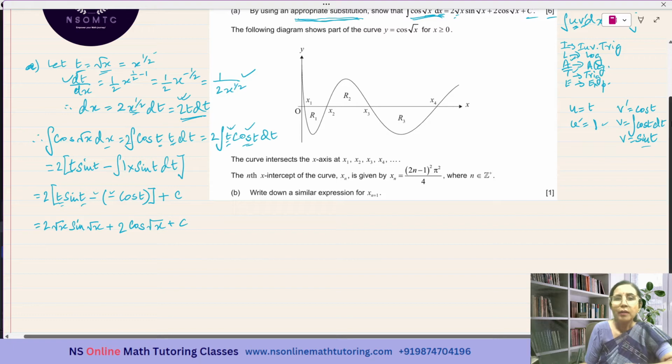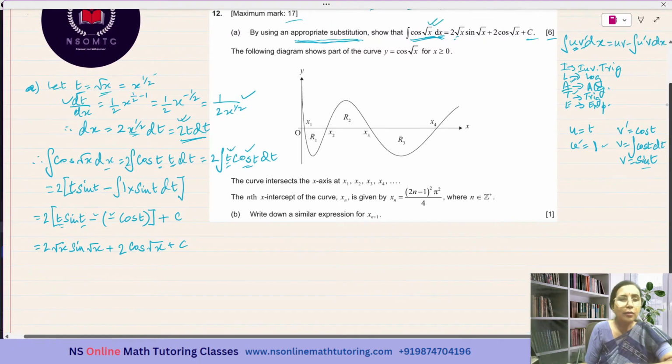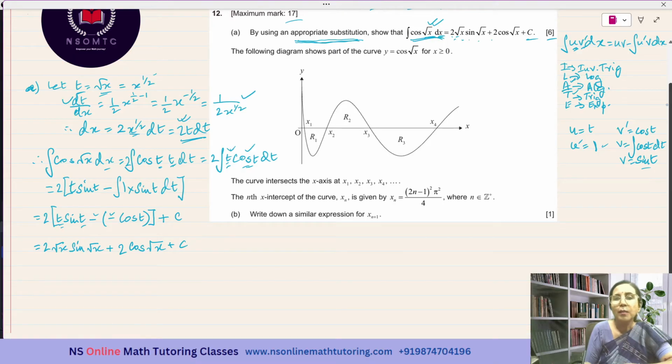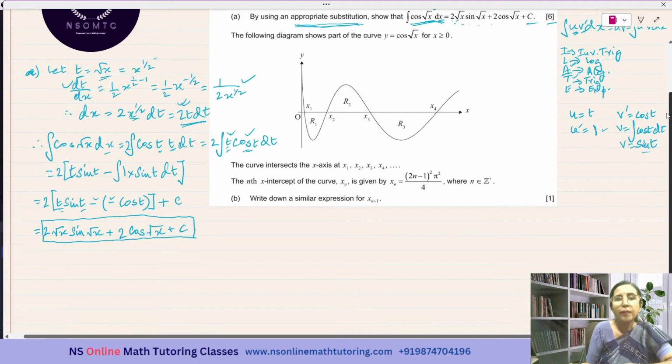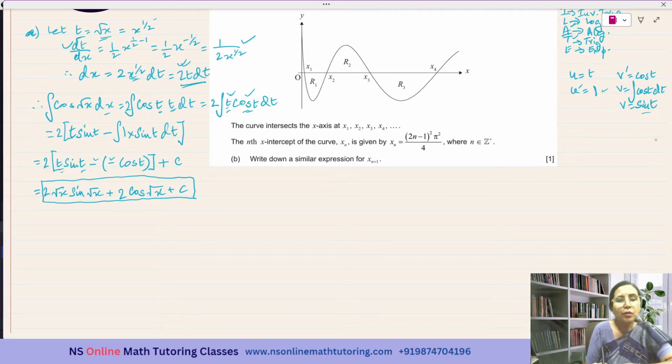See, this is the same expression that you are given, 2 times root x times sine of root x plus 2 times cos root x plus c. Okay, so we have got this expression. Show that. So let me write shown.